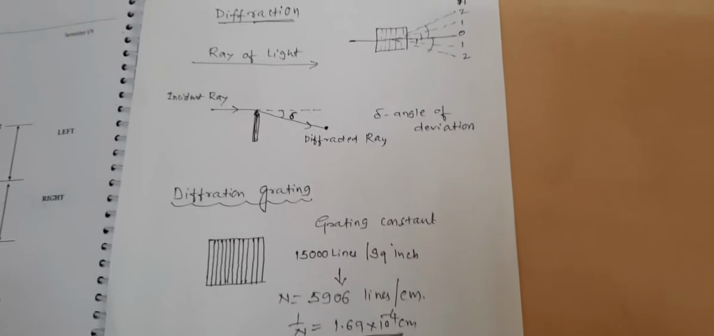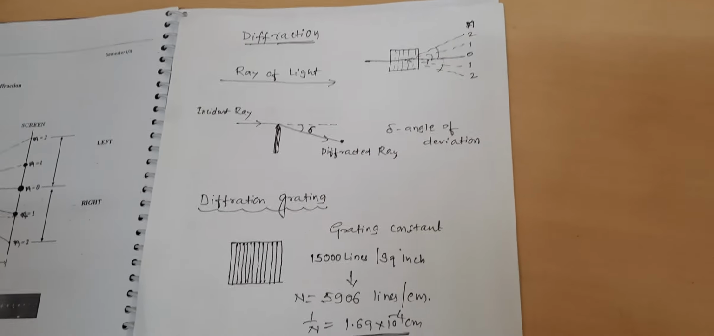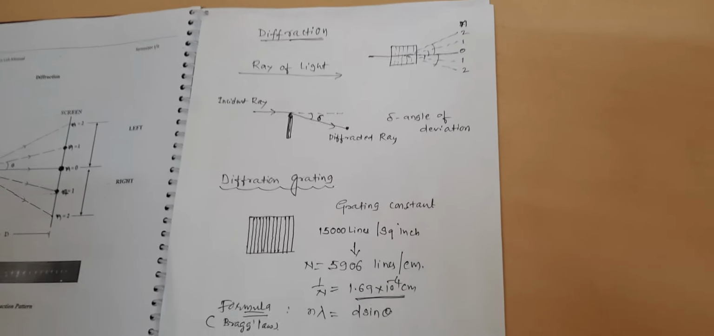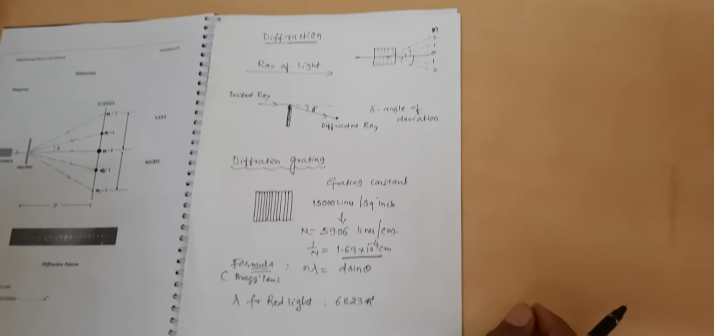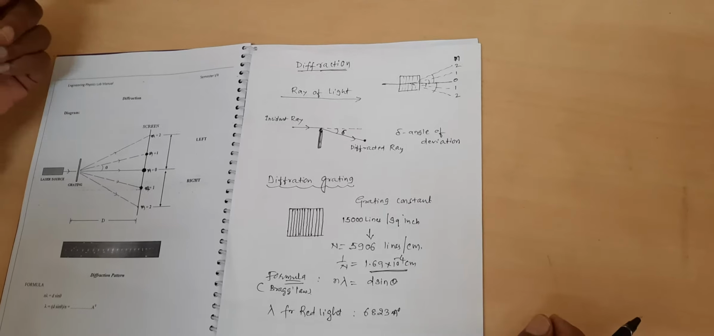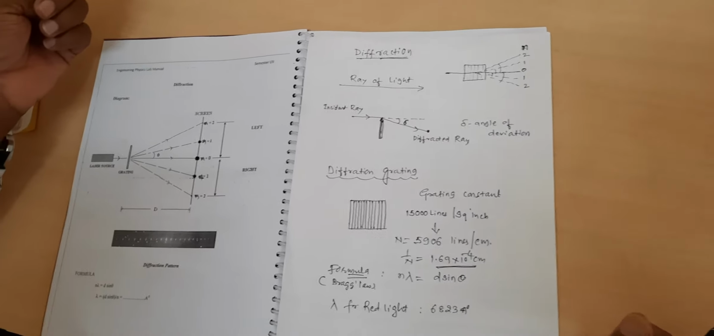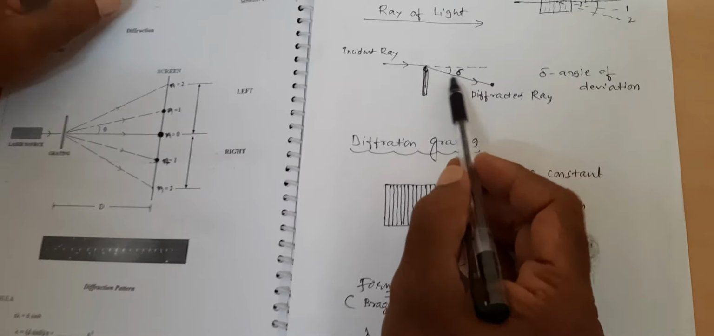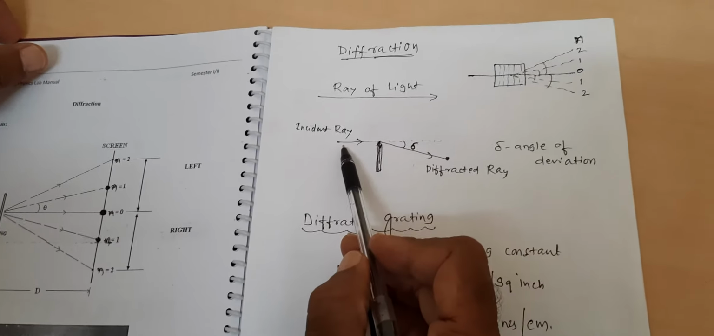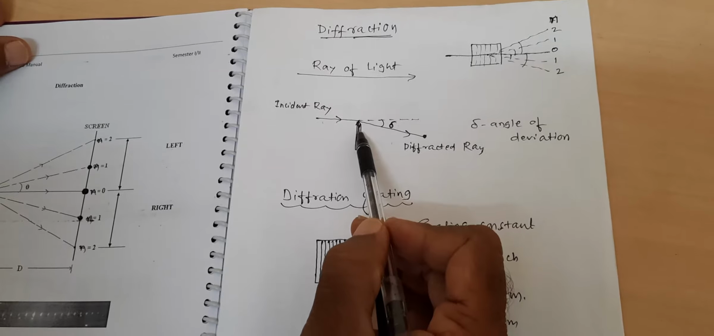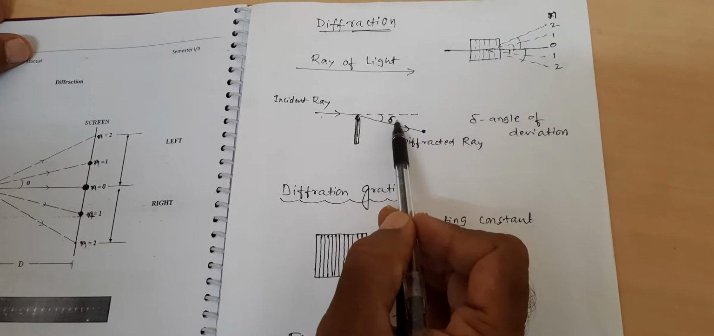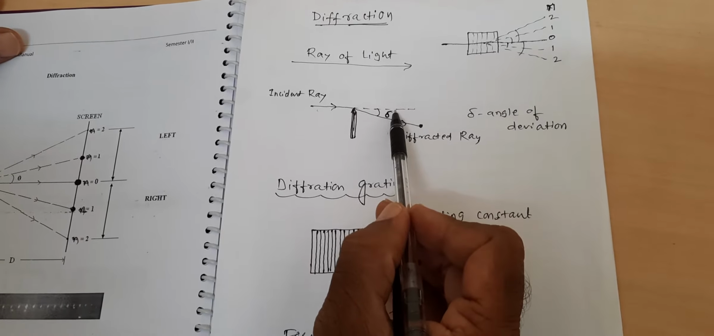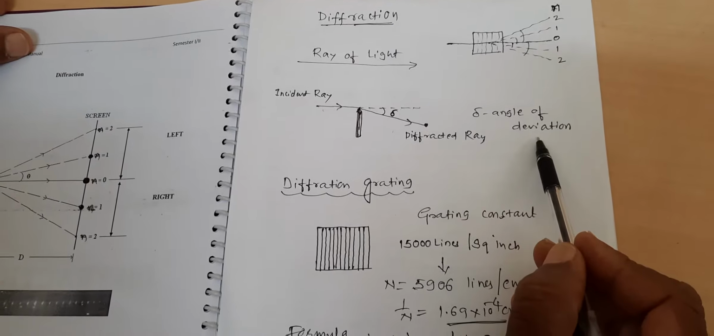This is a verification of the diffraction phenomena. Diffraction is when a ray of light travels past sharp edges or round corners and the ray of light bends. The bending is known as deviation. Now, this is an incident ray, this is a sharp edge, and the ray deviates. The deviation is known as D, the angle of deviation.